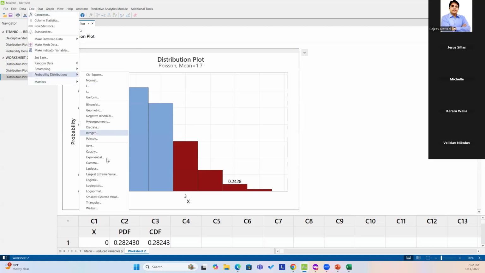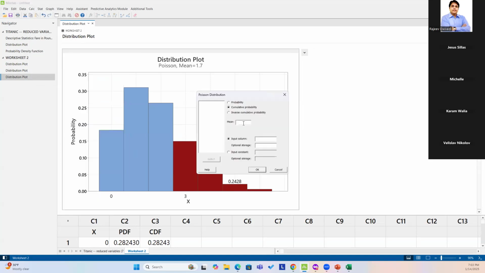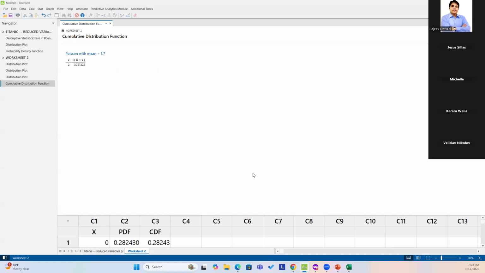The same thing you can do using this option also: Calculator, probability distribution, where you will find Poisson distribution. The mean is 1.7. It is asking for cumulative probability, input constant is 2, and here you can see 75%. And the same thing you can do in a table also.